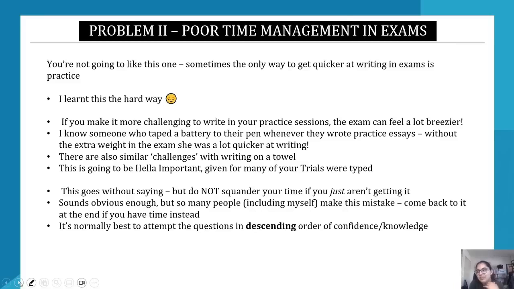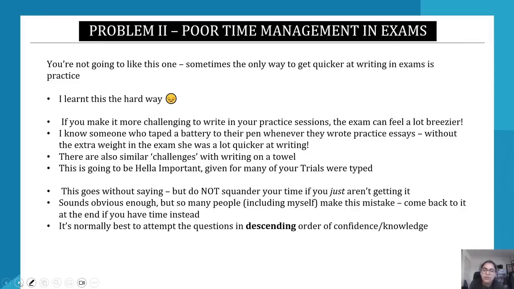I was able to write everything luckily, but even before the exam I was writing a bit over time. So make sure that if you make it more challenging to write in practice sessions, your exams will feel easier. This is a really popular technique now: people tape a battery or something heavy to their pen and use that to write practice essays, and when they take it off, the hand flows really nicely. So try to do that. There are also similar challenges like writing on a towel. That's interesting, and it's obviously going to be very important.